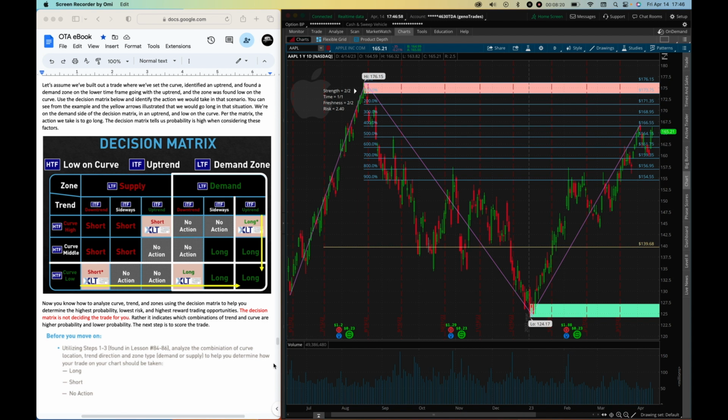The next step is to score the trade using the odds enhancers. Before you move on, analyze the combination of curve location, trend direction, and zone type, whether it's demand or supply, to help you determine how your trade on your chart should be taken. Should you go long, short, or take no action at all?